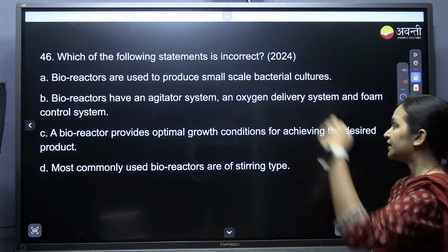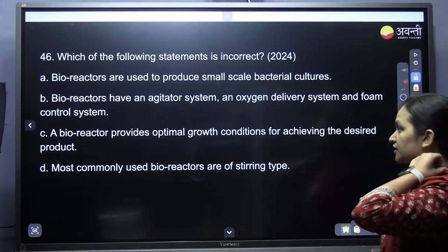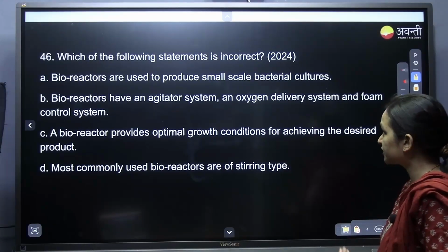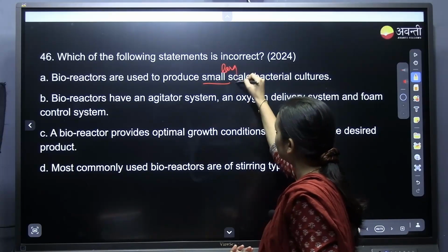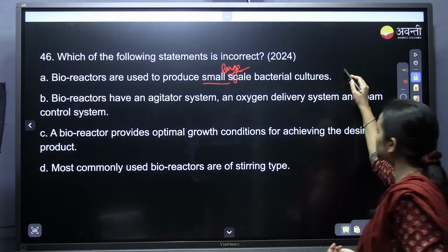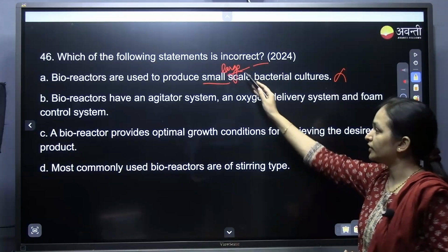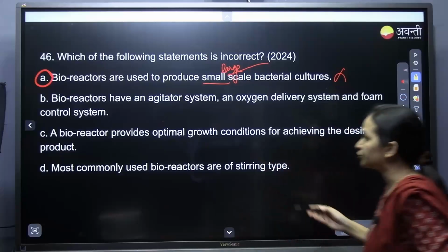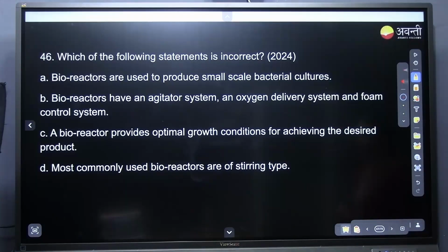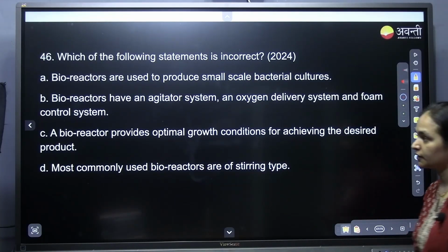Which of the following statements is incorrect? Bioreactors are used to produce small scale bacterial culture. Actually, they are used for large scale, so this is wrong. We need to find the incorrect one. We got it in the first statement itself. A is the correct option.